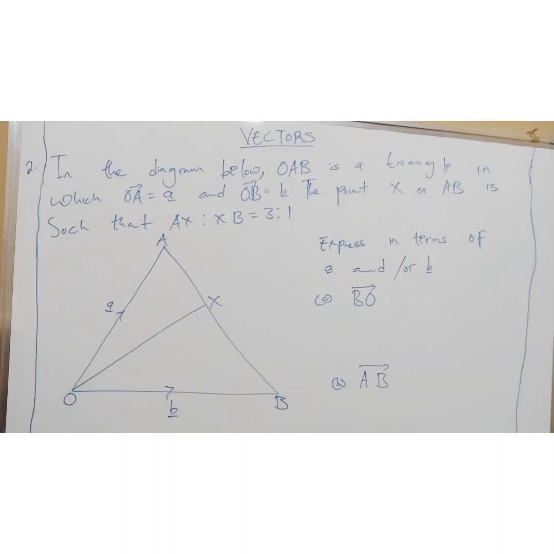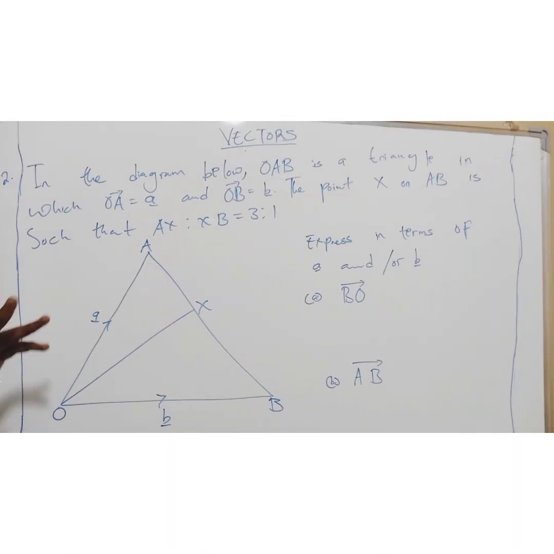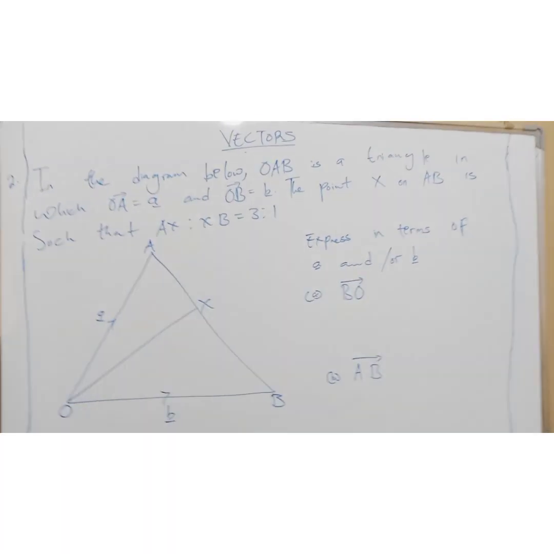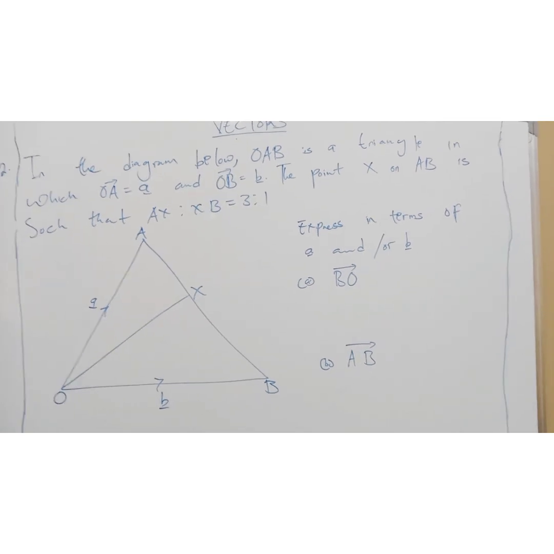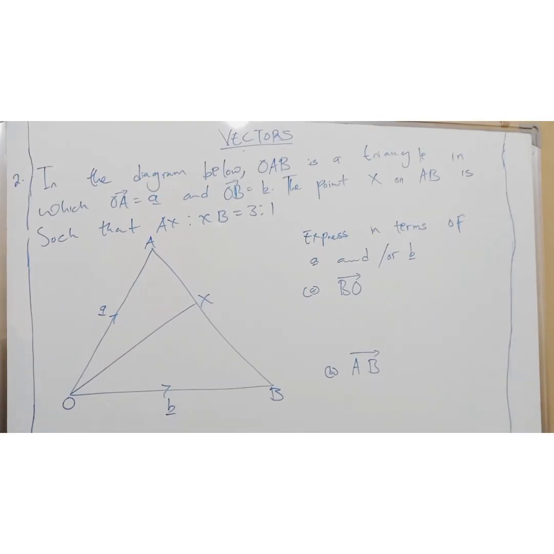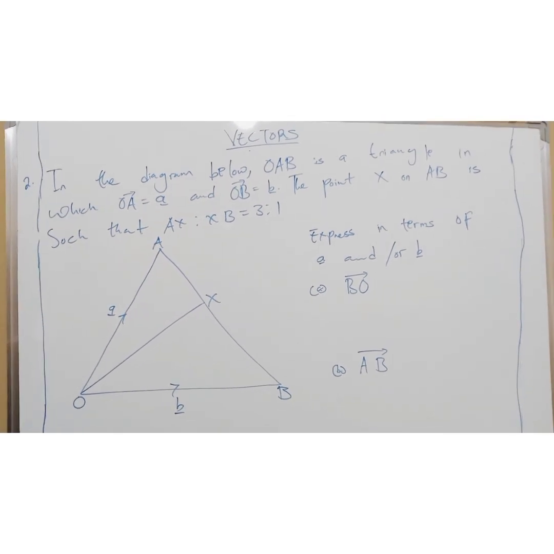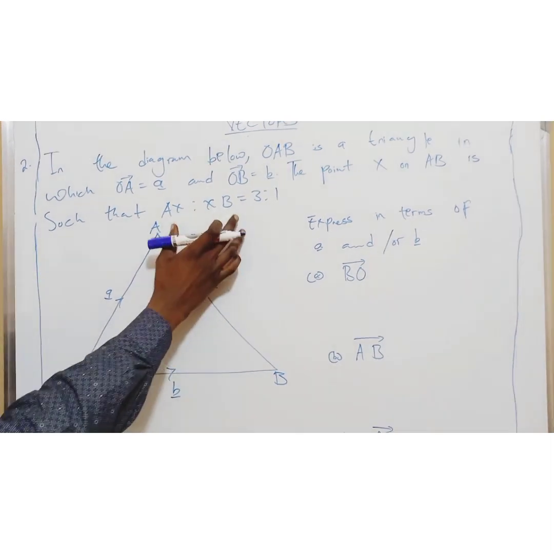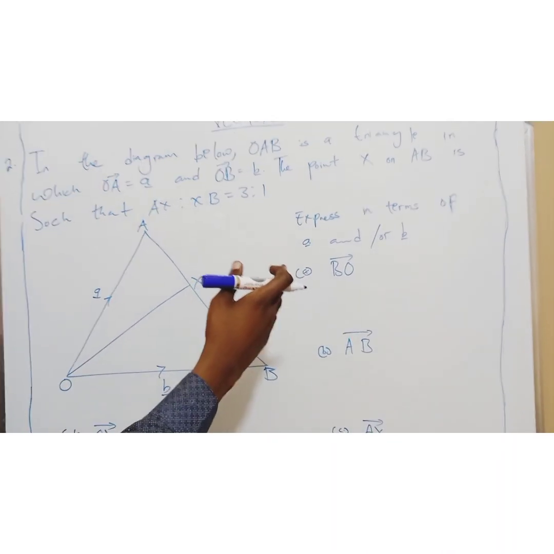So we're now looking at our final example. So this is the question. I said answers are found in the question. In the diagram below, OAB is a triangle in which OA is equals to A and OB is equals to B. The point X on AB is such that AX to XB is equals to 3 to 1. This is very important for you. So express in terms of A and of B.